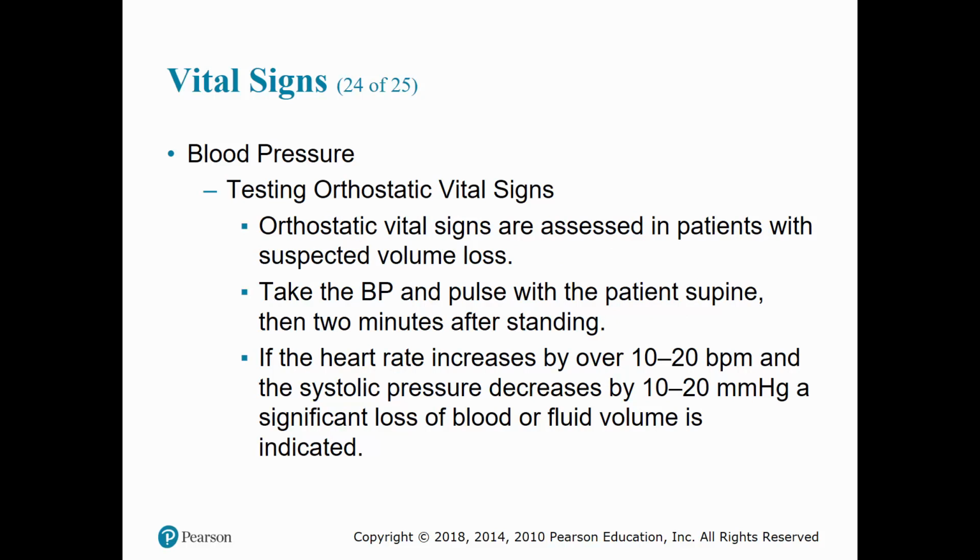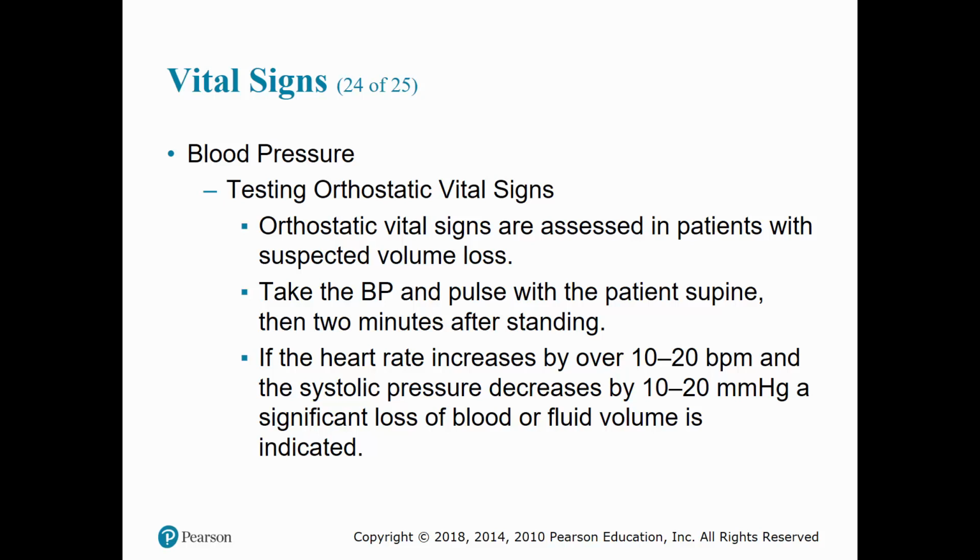In a patient that we suspect volume loss, you may be asked to obtain a set of vital signs called orthostatic vital signs, or a tilt test. This is done by placing the patient in a supine position and measuring their blood pressure and heart rate, then standing them up, and after 2 minutes reassessing blood pressure and pulse.